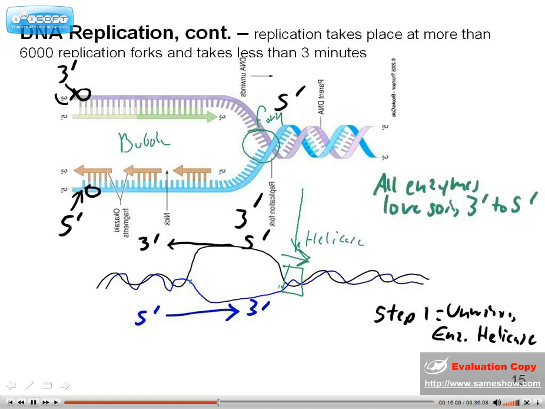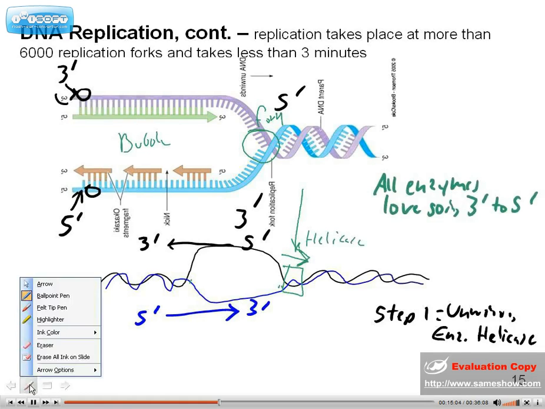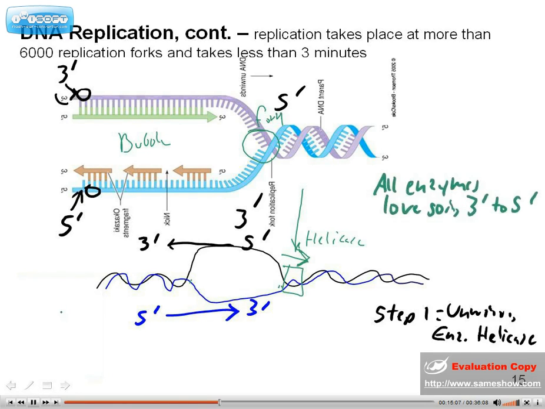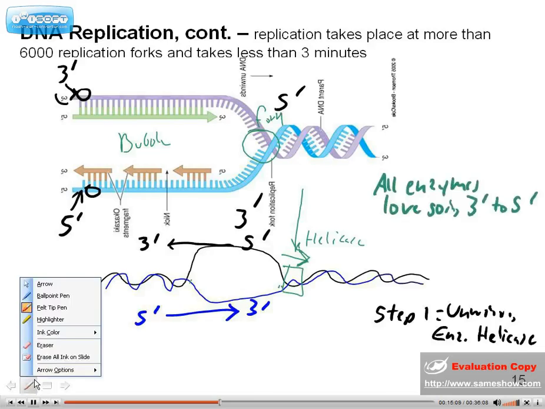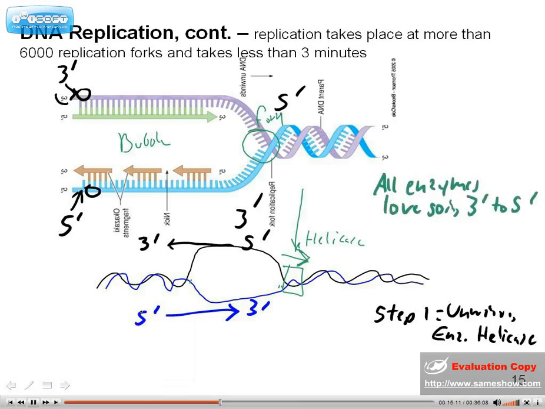Now, we have this giant space in between, and this creates our entry for our next big step. Our next big step, step two, is the creation of the DNA daughter strands. This requires the enzyme DNA polymerase.